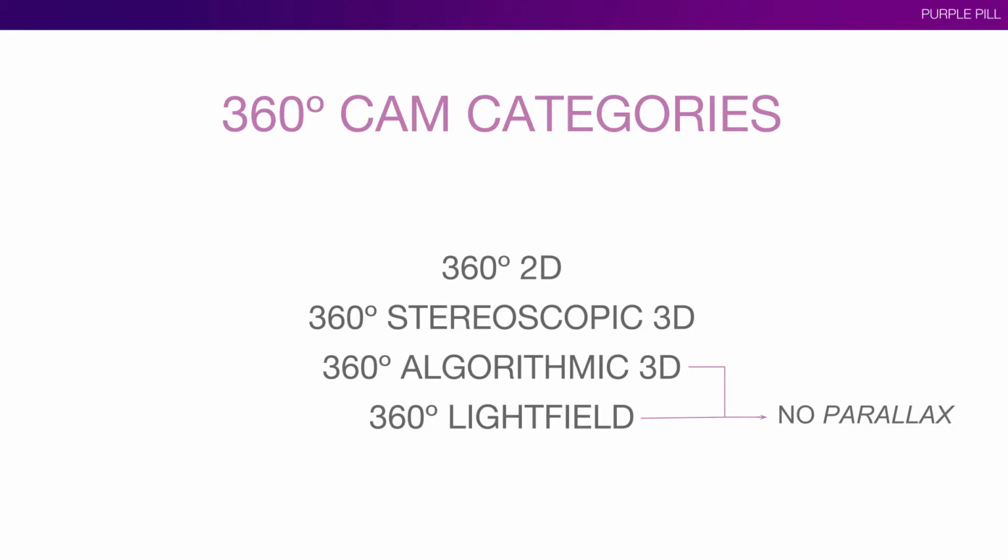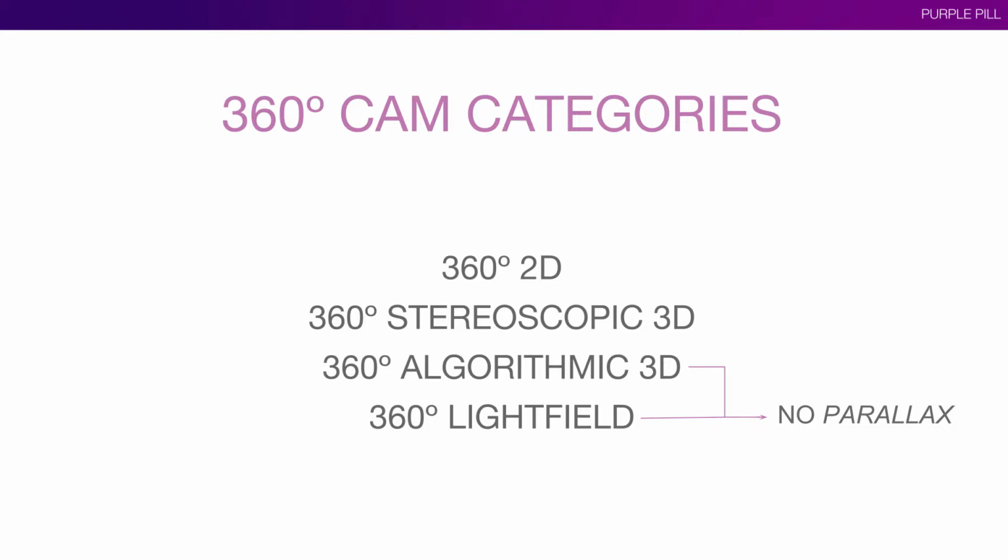Algorithmic 3D, this uses computational photography algorithms to calculate the 3D effect and minimize parallax, an important term which we will cover in more detail later on and which you can also find in the glossary, which is part of this course. And LIGHTFIELD and 6DoF. These cameras do not only capture images but also scan the environment to recreate the room as a photorealistic 3D model in which you can actually move around.